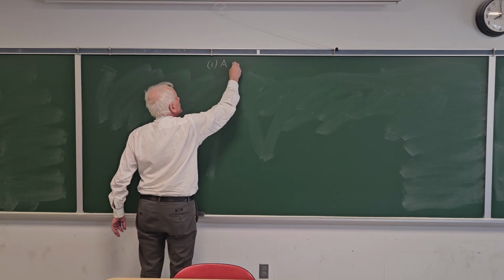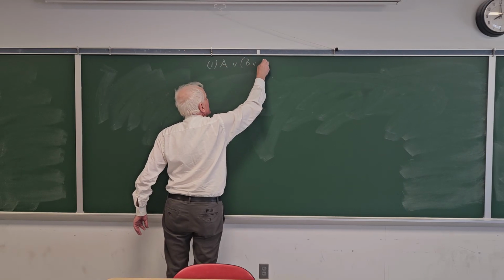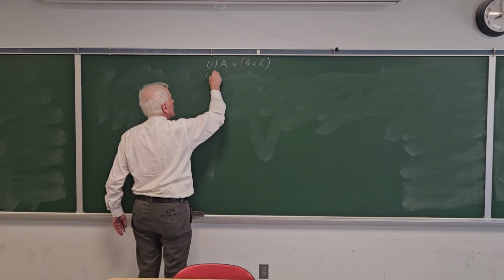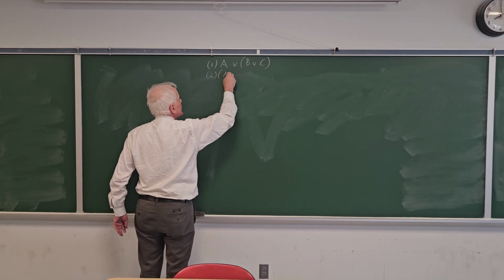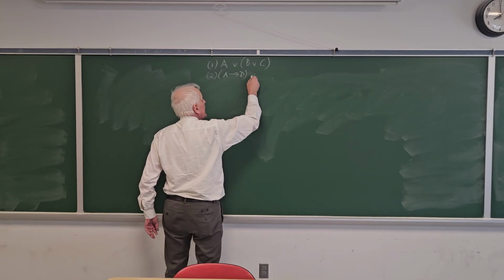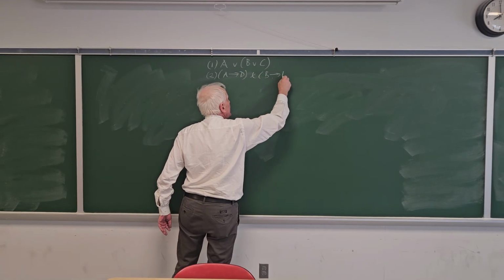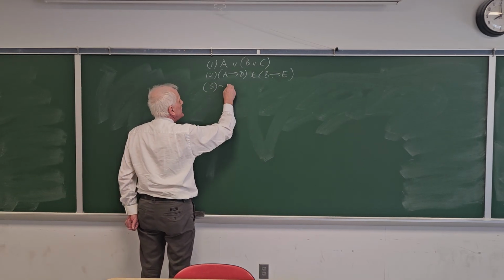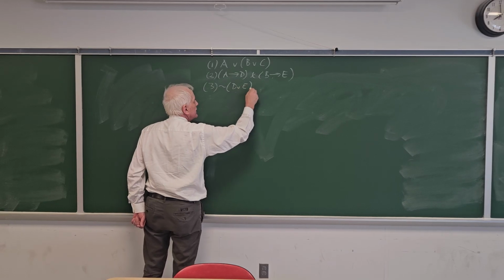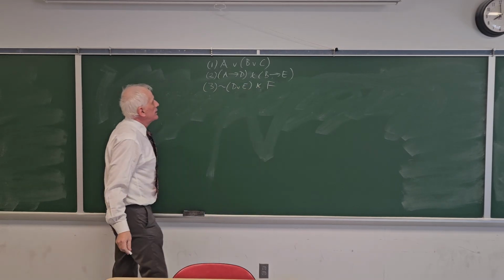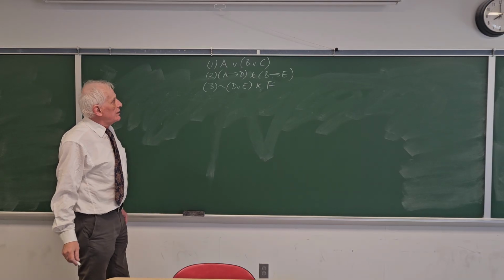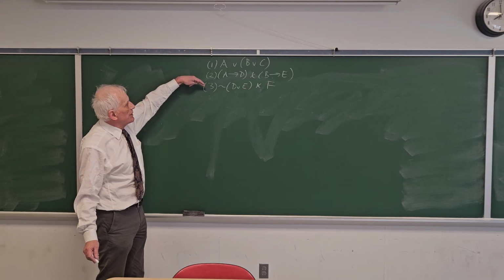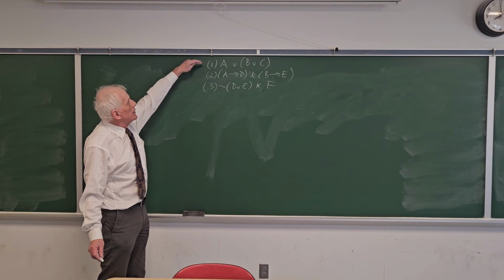At the top, we write out our premises. Either A is true, or either B or C is true. Here's the second premise. If A, then D, and if B, then E. And here's the third premise. Neither D nor E, and F. And those are the three premises of the argument, and we just number the lines on which they're written. So we write one premise per line.